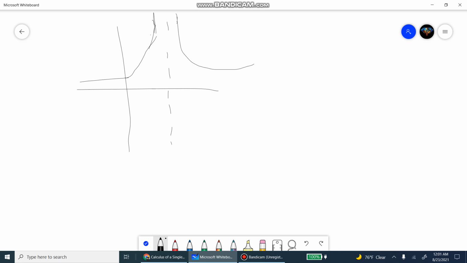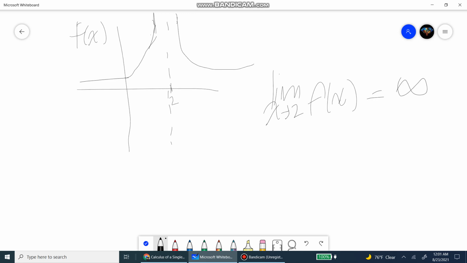Now, what is the limit? Let's say this point is 2. We can say that the limit of this function as x approaches 2, this is f of x, so we'll say limit of f of x as x approaches 2, we can call that infinity, right? Because the left side's going to infinity, right side's going to infinity. So we can say that this is equal to infinity.